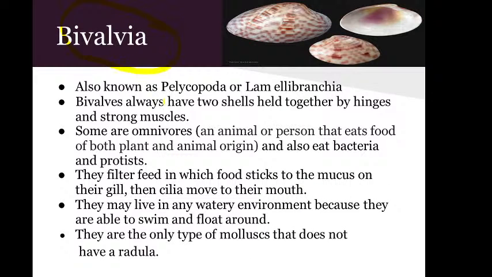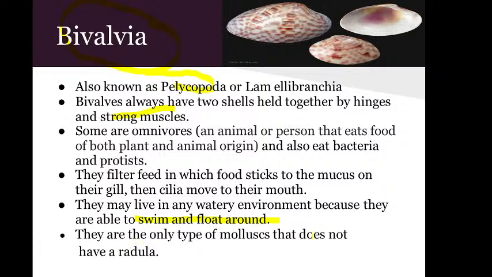And then bivalvia, which is also known as pelecypoda, in this we have two shells. Okay, so we have two shells which are held together by the hinges and of course by strong muscles. Some are omnivorous and also eat bacteria and protista. They filter feed, in which food sticks to the mucus on their gills, then cilia move it to their mouth. They may live in any watery environment because they are able to swim and float around.